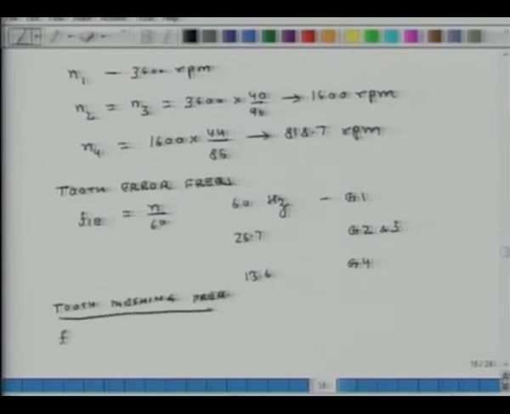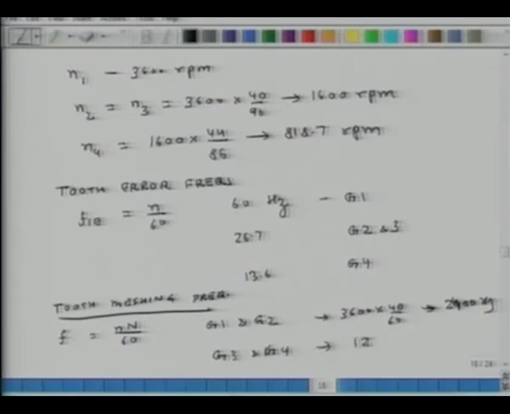Similarly, the fundamental tooth meshing frequency. So, that is F equals N times uppercase N over 60. So, we find this for all 4 gears. Gear 1 and gear 2, they are meshed with each other, they have the same frequency, that is 3600 times 40 over 60, that gives me 2400 hertz. Right. And gear 3 and 4, if I do the calculations right, it is 1226.7.